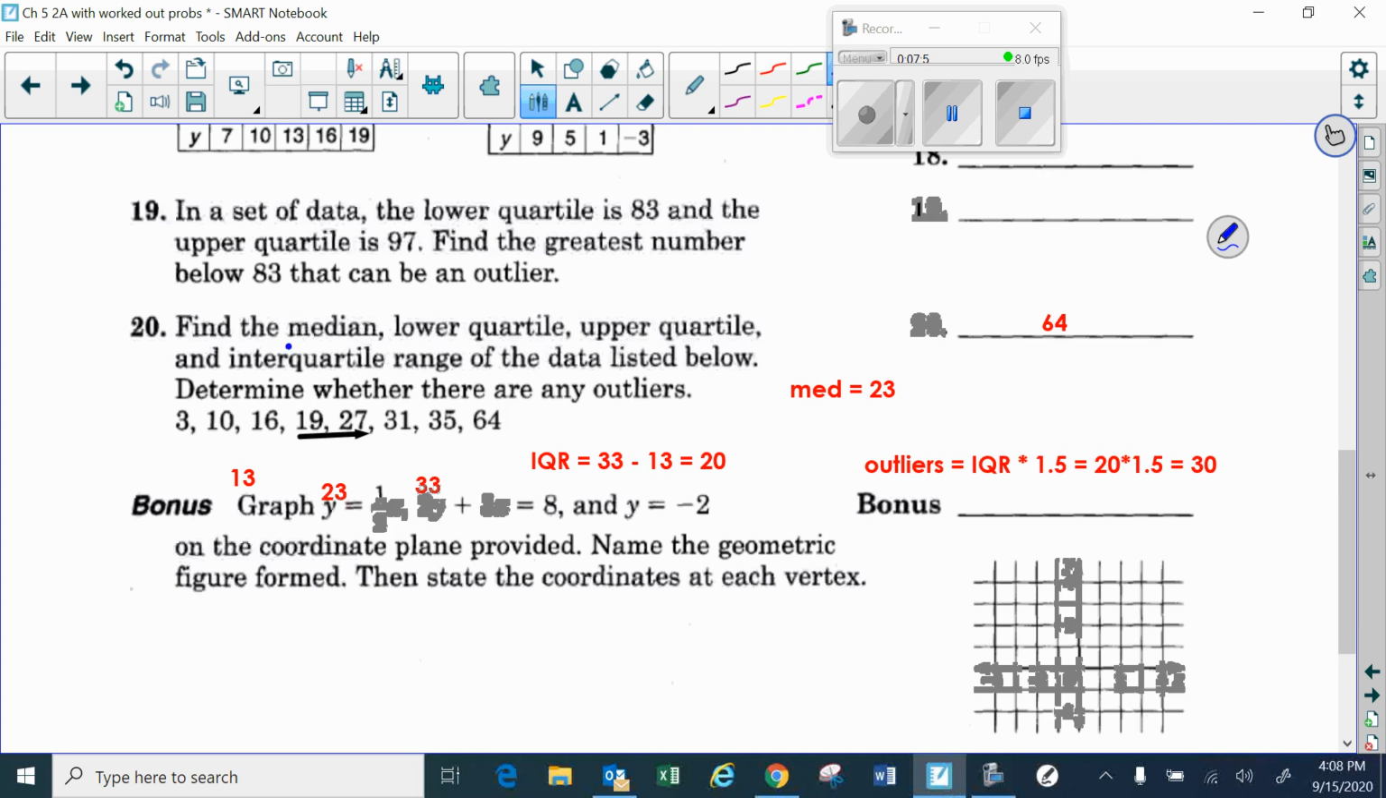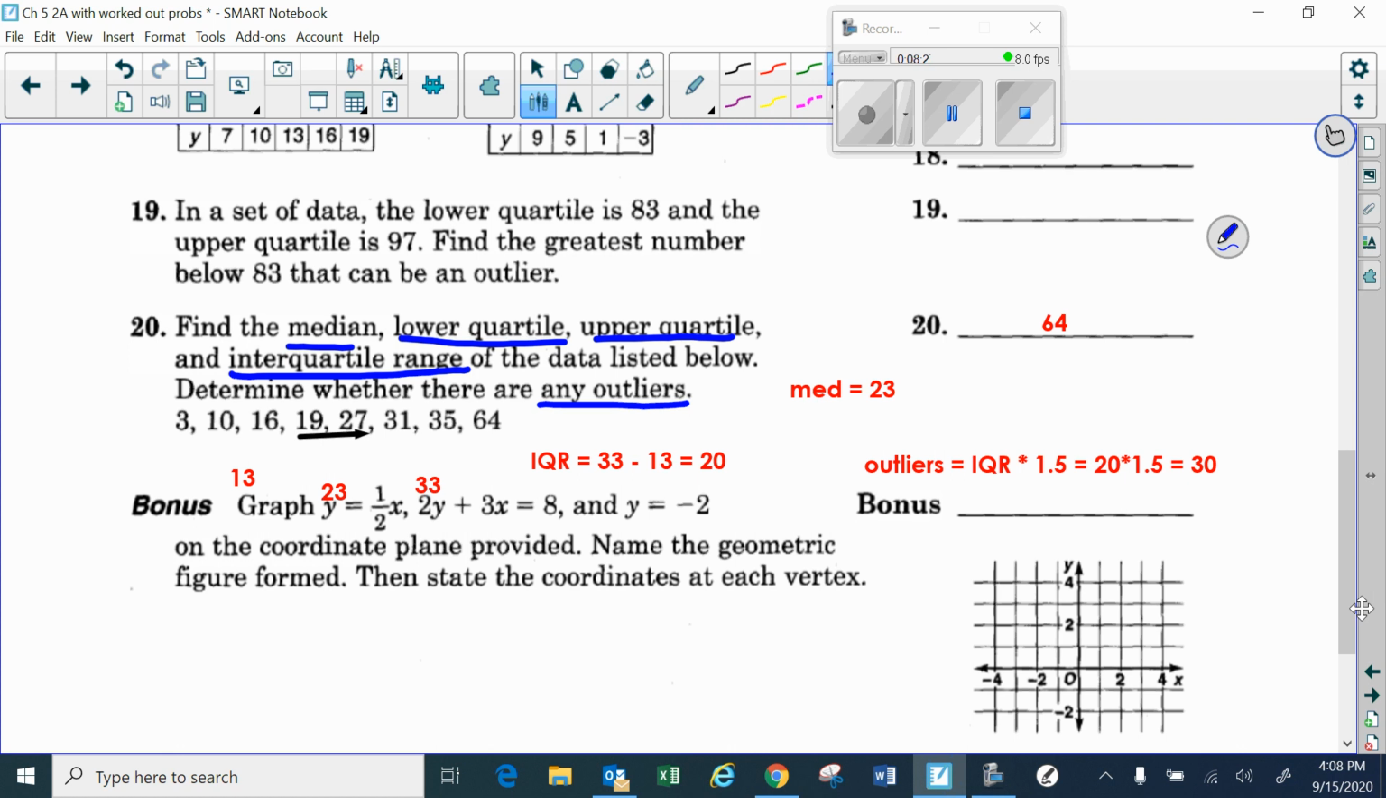Find the median, lower quartile, upper quartile, and interquartile range of the data below, and determine if there are any outliers. So we have all this vocab. You did this in Algebra 1 and perhaps in Algebra 2 as well. You did it in Algebra 1 for sure. So first thing, remember, you have to put them in numerical order from smallest to greatest, which they already are for us. That was nice.